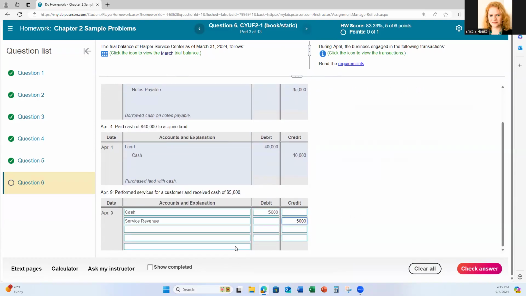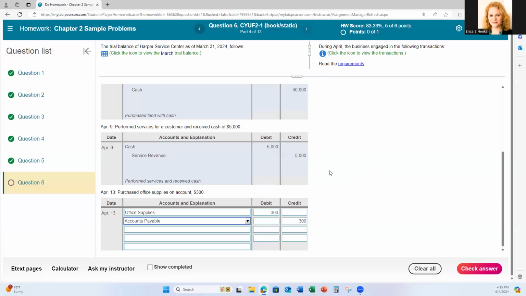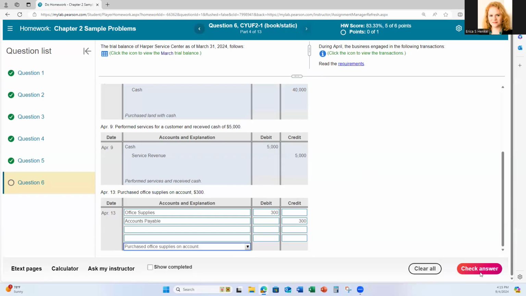And we are going to say performed services and received cash. All right, now we're going to purchase office supplies on account for $300. So the asset we're increasing is going to be the office supplies. And this is on account. So instead of decreasing or crediting cash, we are going to credit our accounts payable to show that we're going to pay them later. So purchase office supplies on account.